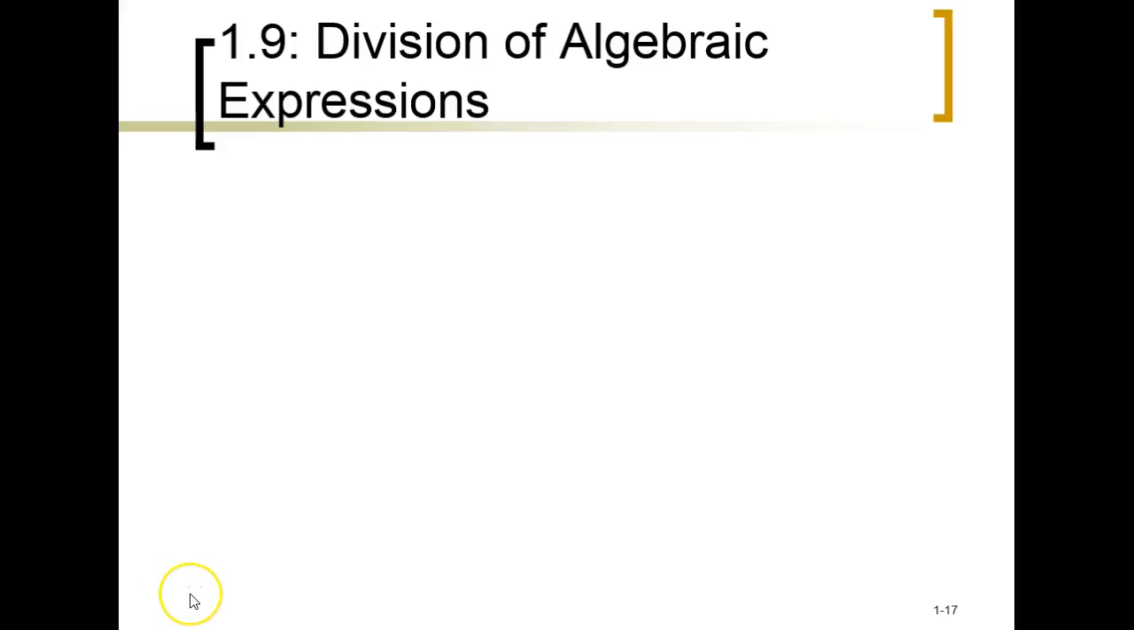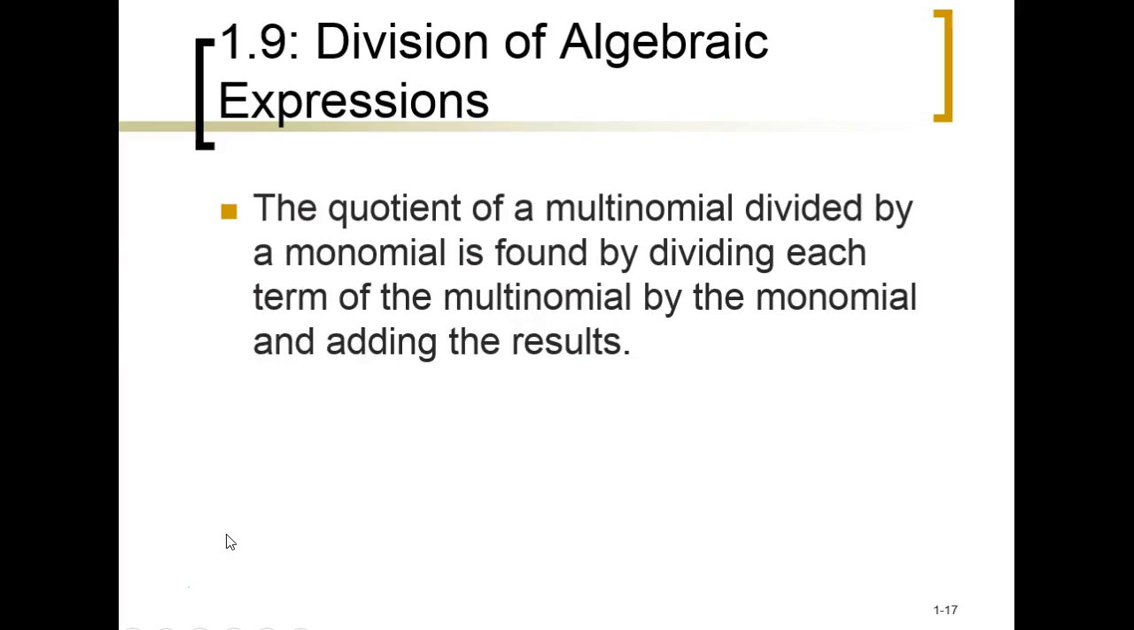All right, so we're moving along with all the operations of algebraic expressions, and now we're going to have a look at section 1.9, division of algebraic expressions. The quotient of any multinomial divided by a monomial is found by dividing each term of the multinomial, that would be the numerator, by the monomial, which is the denominator, and adding the results.